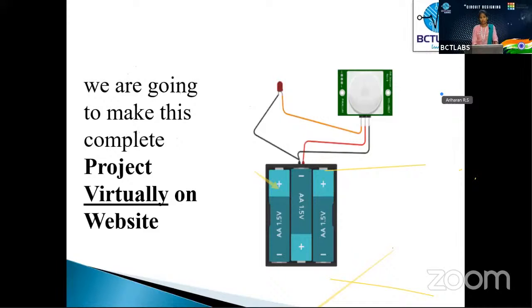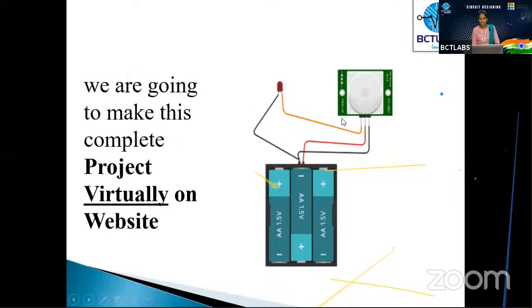Let me discuss the connections for this one. I told you that the materials required were a motion sensor, a battery, and an LED. As we know, we have to power up the device, so we connect the positive and the negative to the battery. The power is connected to the positive of the battery and the negative is connected to the negative of the battery.